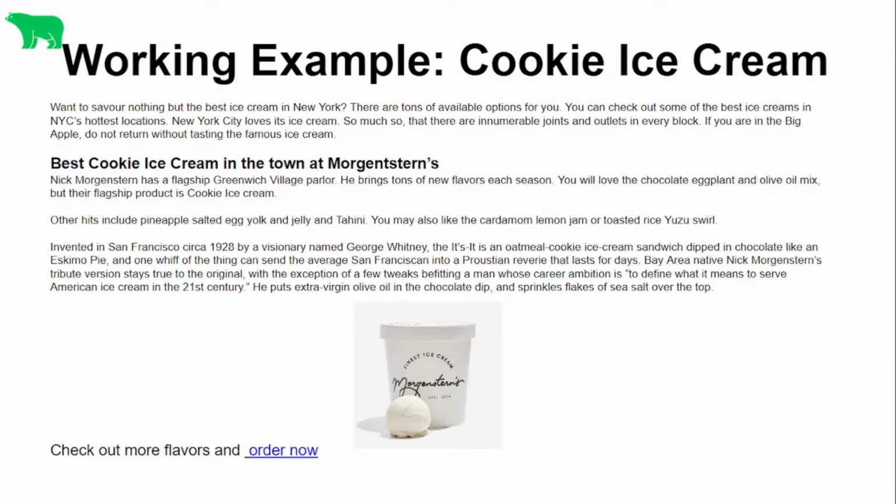Now a blog can be written in the format that you see on the screen. It can have particular headings. The whole idea can be broken into certain paragraphs, and one of the headings can be best cookie ice cream in town at Morgenstern's, to highlight where you will get the best cookie ice cream. And then finally you can have one image and there is one CTA, order now.